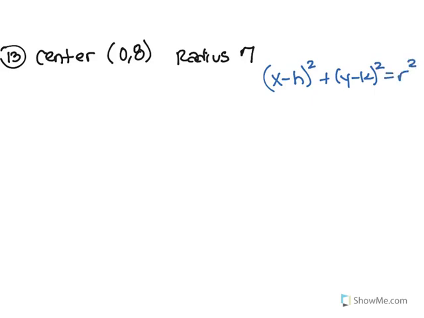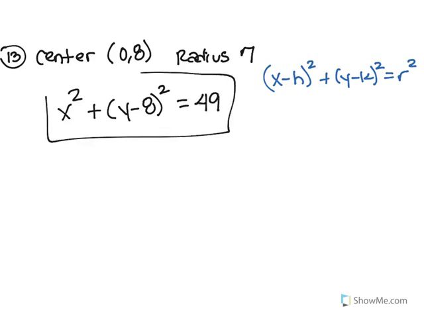So if we have 0, that's just going to be x squared. You don't need to put x minus 0 squared. That's just going to be x squared. And then we have plus y minus 8. Keep in mind it has to be the opposite sign when it's in the form. And it's going to equal 7 squared, which would give us 49. So our equation in center radius form would be x squared plus (y minus 8) squared equals 49.